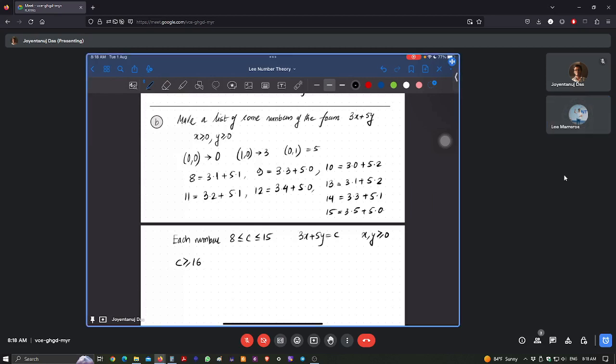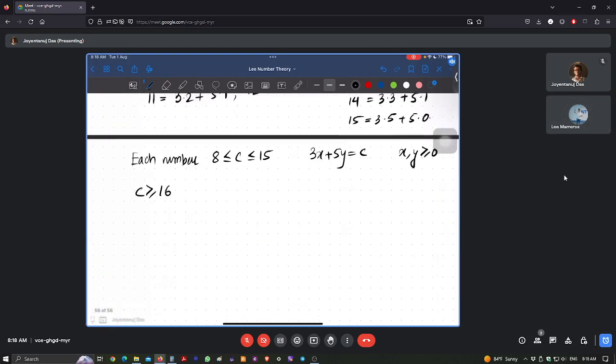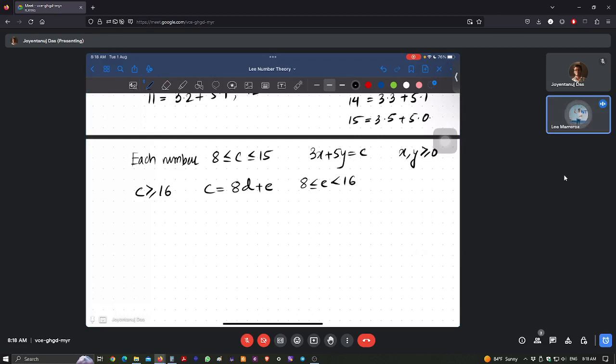So what we can do here is, any number which is greater than or equal to 16, we can write it as 8 times some d, dividing by it, plus e as the remainder, where e lies between 8 and 16. So this we can do, right? Any number we can do like this, where e lies between 8 and 16, right?